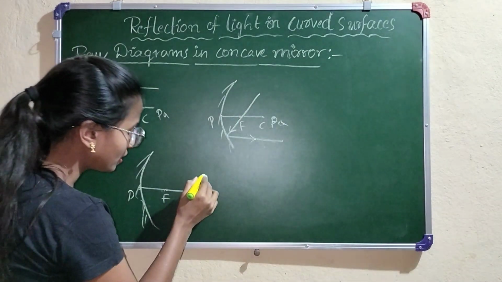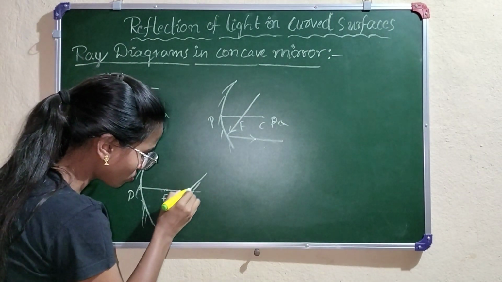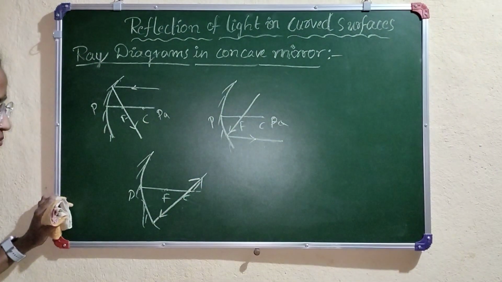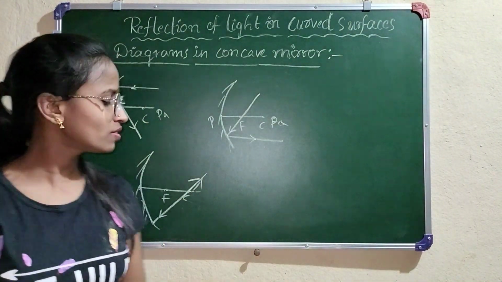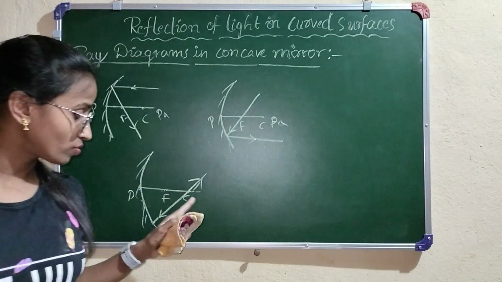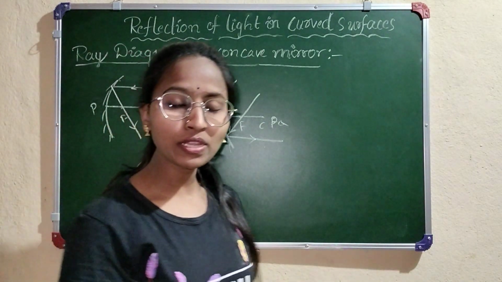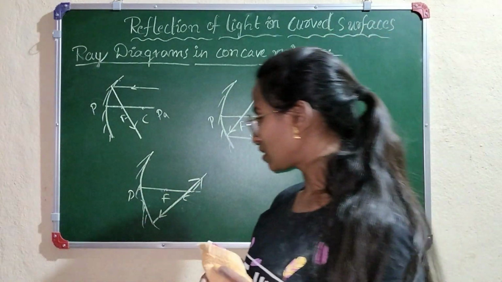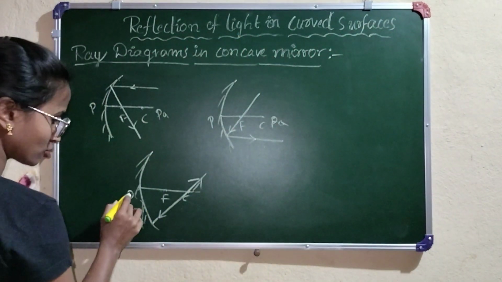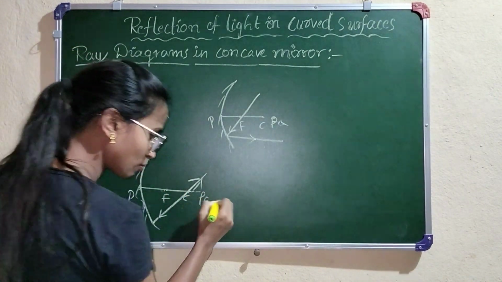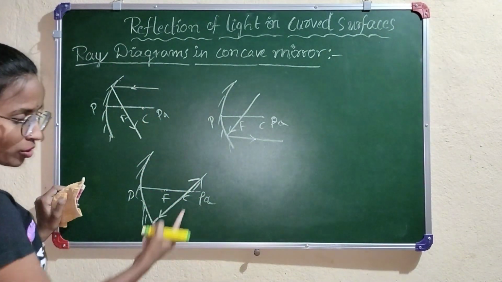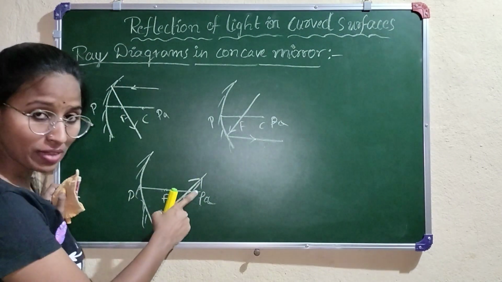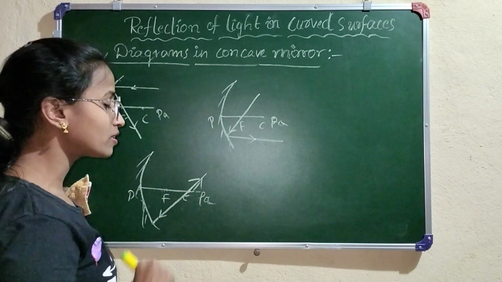Third one: if the incident ray passes through the center of curvature, it will reflect along the same line. Simply, you can mention it without saying after reflection: the reflected ray will pass along the same line. It can reflect like that and like that also. If it passes along the principal axis also, it will be reflected along the same line. Why? Because whatever light ray passes along the principal axis can also be considered as passing through the center of curvature. That is the reason.